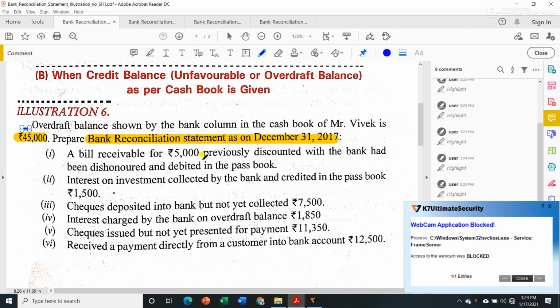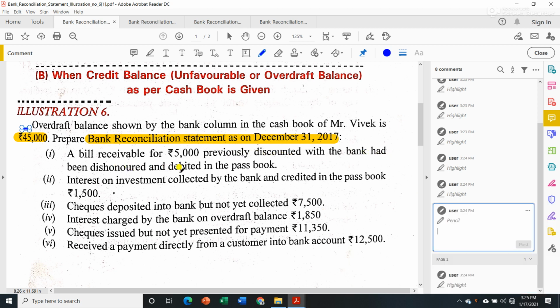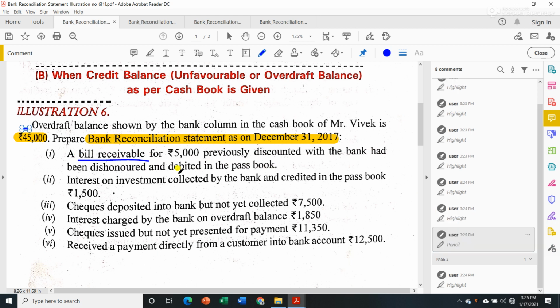A bill receivable for 5,000 previously discounted with the bank had been dishonored and debited in the passbook. First let us try to understand what is meant by bill receivable. Bill receivable is nothing but a piece of paper, and by showing this paper to the bank, we will be able to receive a certain amount of money that is mentioned in this paper. In this transaction we have a bill receivable of 5,000.